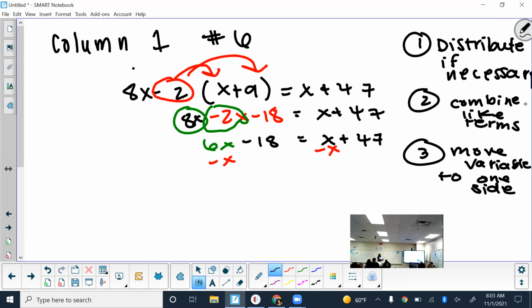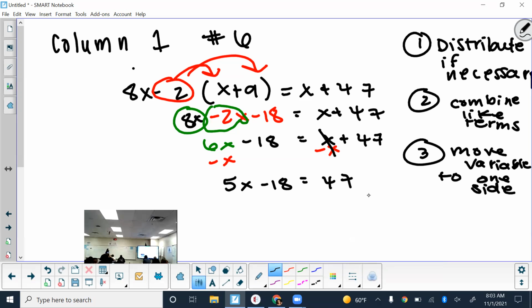6x minus x is 5x. Bring everything else down. So minus 18 equals x minus x is 0. So it equals a positive 47. So now the variable is on one side. What do we do next?